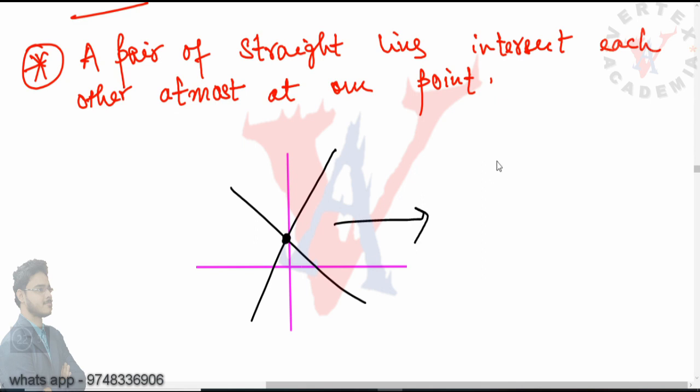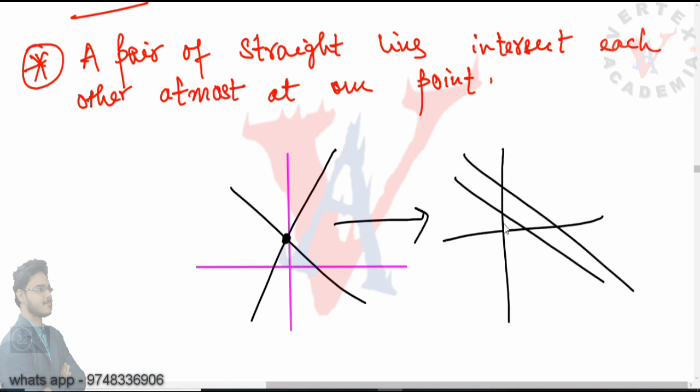If we take two straight lines, they can be something like this. These are two parallel lines, they will not intersect each other anytime. So these have zero intersecting points, and these two lines here have a single intersecting point, but we cannot find a case where there is more than one intersecting point. So a pair of straight lines intersect each other at most at a single point. You have to remember this.